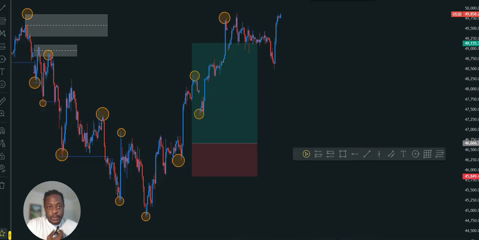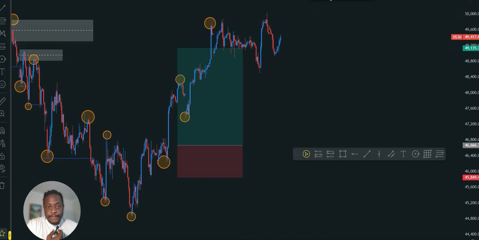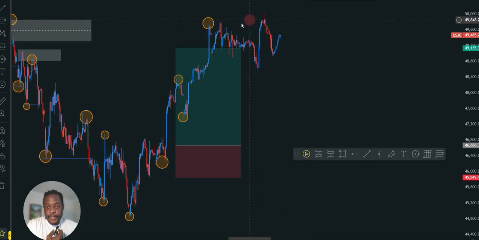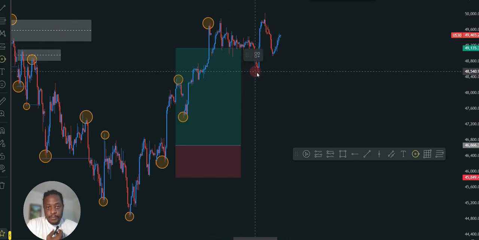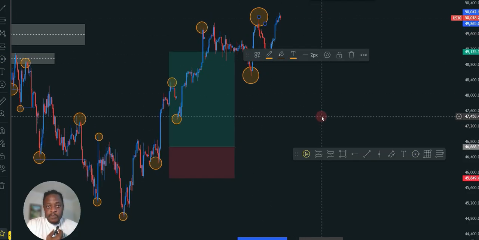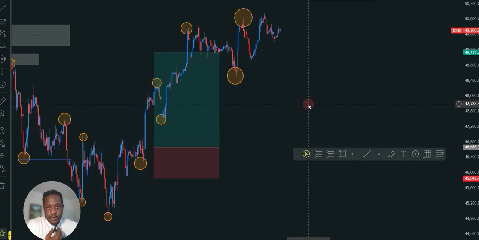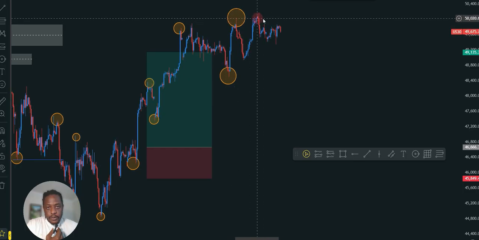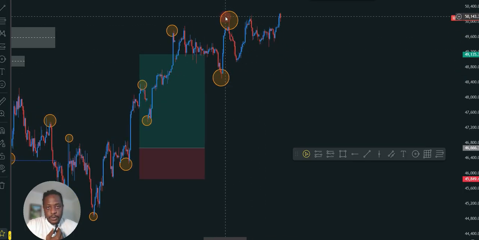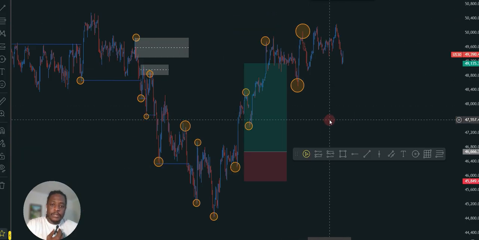And what do we know there? They're being respected. Those are all being respected. The highs are being taken out. Okay, so this is basically how it goes.